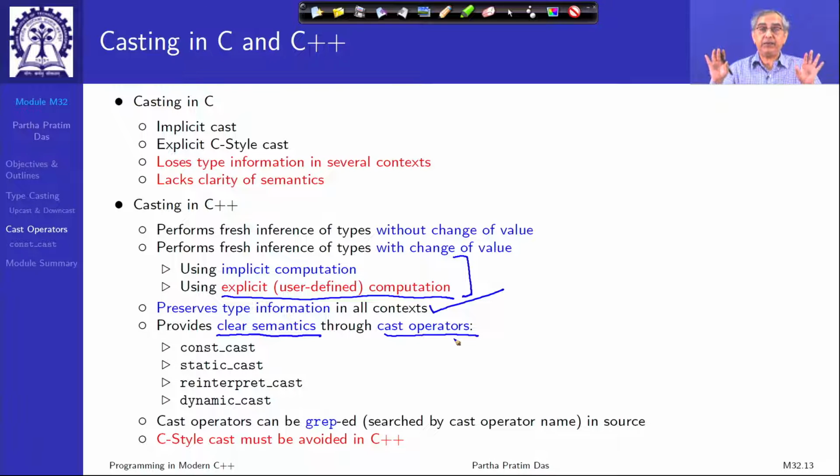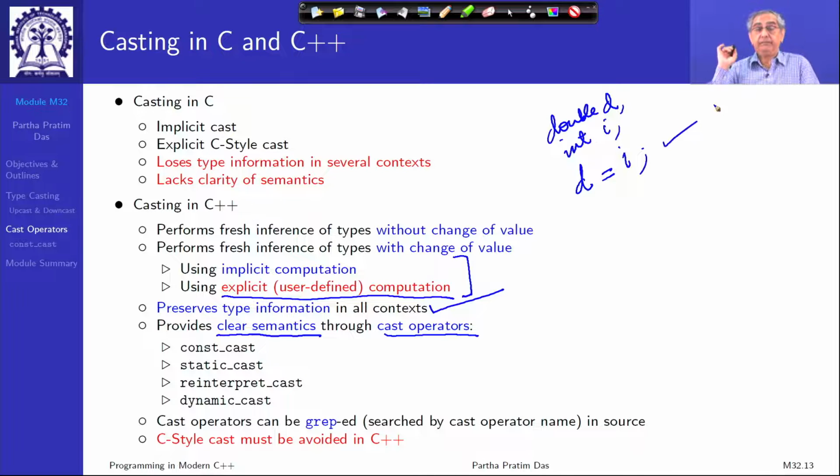Now, other than anything else, the big advantage of using C++ style cast is they can be searched by the name of the operator. Let me tell you what I mean. Suppose I say D, this example we have been using, right, double D, int I.